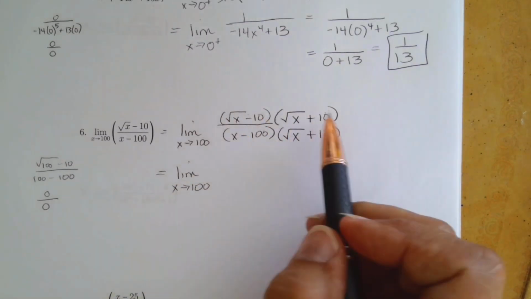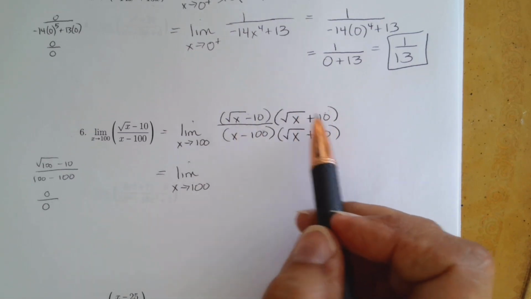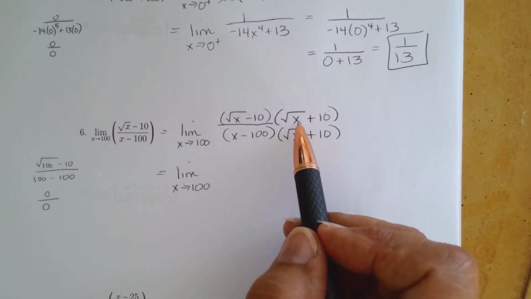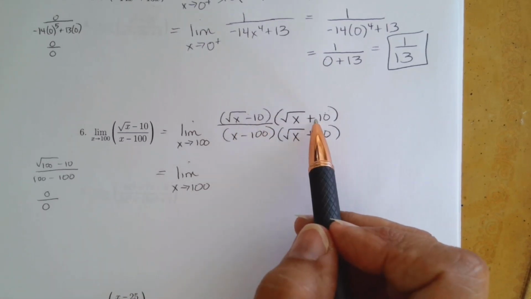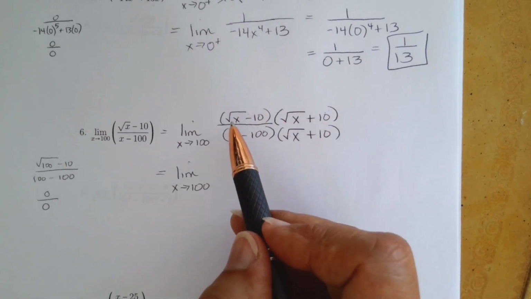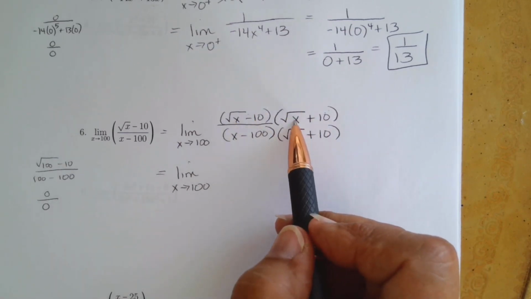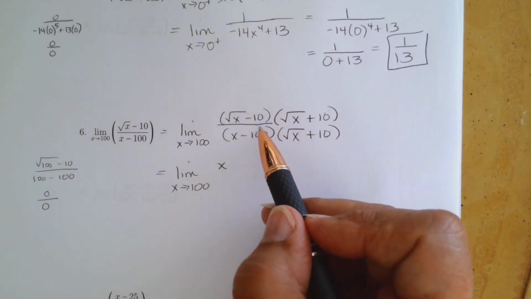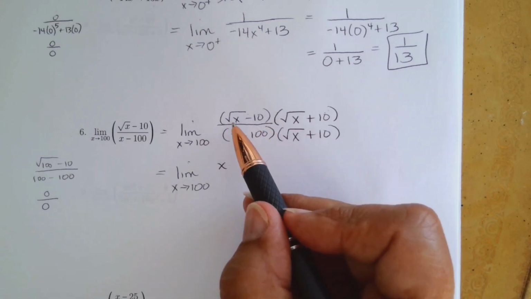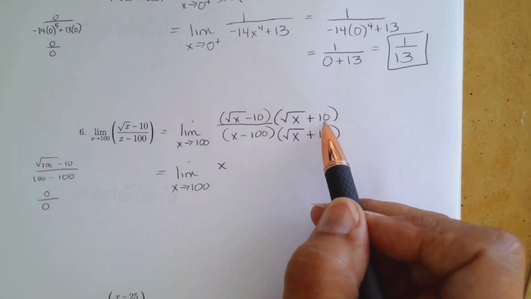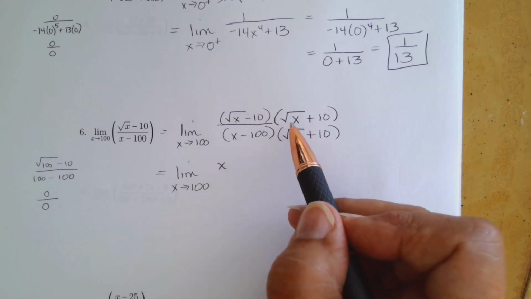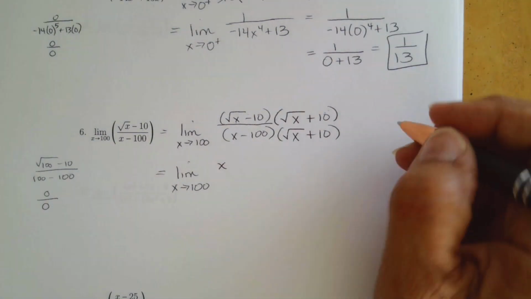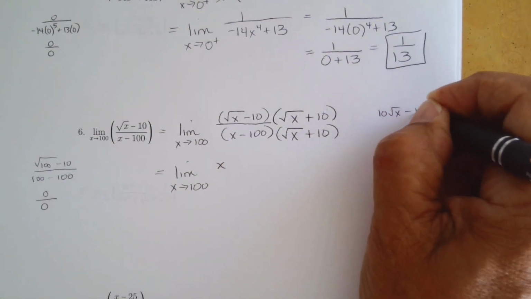Now we're going to FOIL. Okay. First, outer, inner, last. Looks kind of nasty, but because this is a conjugate, it actually is pretty nice. So when we FOIL, the square root of x times the square root of x, that's just x. The outer and the inner are going to cancel out all the time. So look at this. Square root of x times 10 is 10 square root of x. But negative 10 times the square root of x is negative 10 square root of x. So those guys are always going to cancel out. Okay, I'll write it over here. You got 10 square root of x and a minus 10 square root of x.